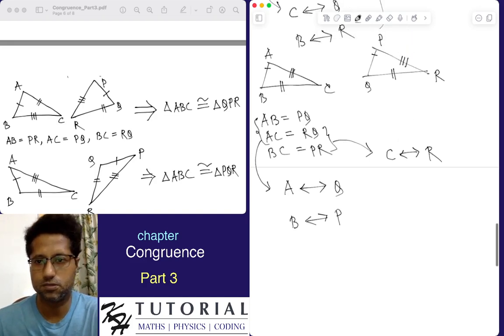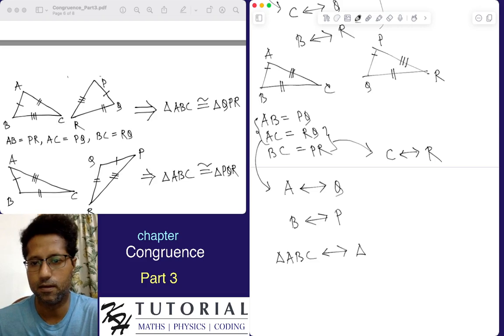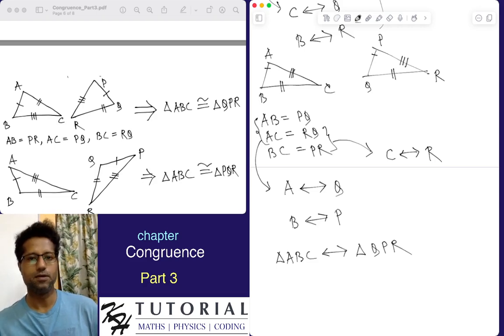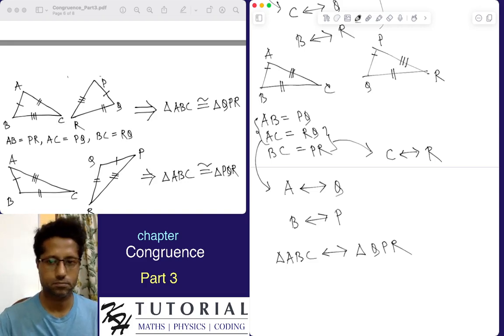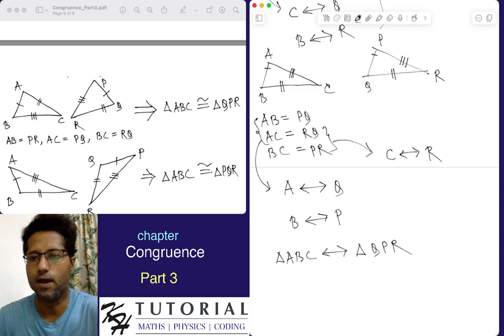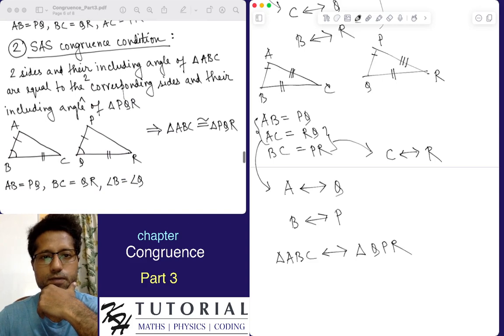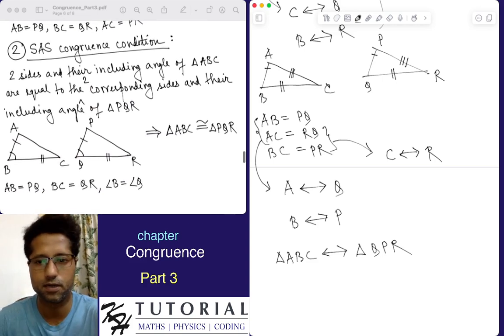Now let's see. So we have triangle ABC mapped to triangle QPR. So hence you see that it is implying the congruency: triangle ABC is congruent to triangle QPR. So this is about when you have the three sides equal, how do you establish the congruence relation or congruence name. Now let us see how we do this for the SAS congruence condition.